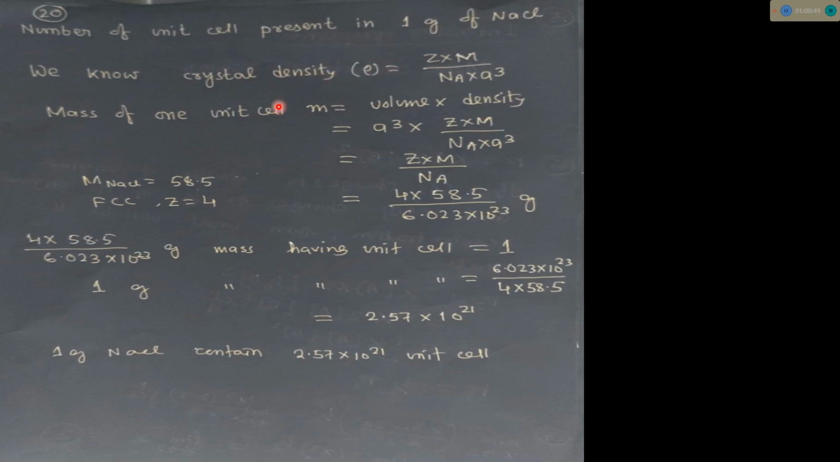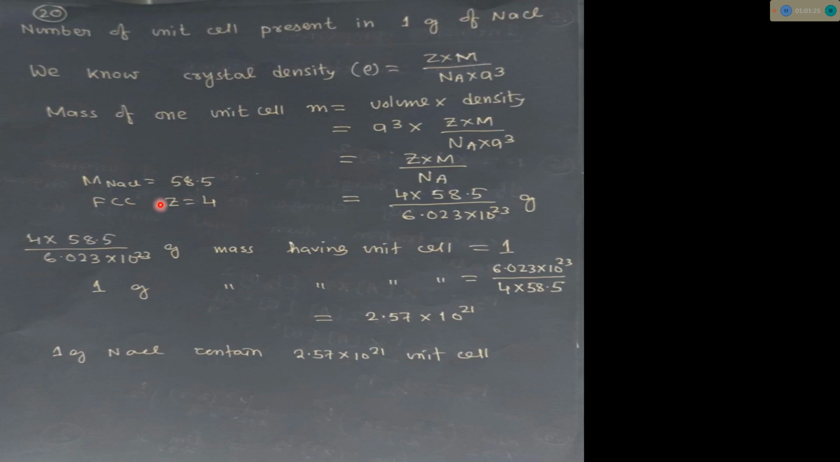So now the mass of unit cell M, we can write as volume into density. So volume means we can write A cube. A is the side length, A cube becomes the volume. Now density you can write as this term, Z into M by Na into A cube. So the mass of one unit cell now becomes, this A cube cancels out, Z into M by Na. So the mass of the one unit cell becomes this. So Z for NaCl, meaning for an FCC unit cell, FCC lattice, becomes 4, and the mass of NaCl is 58.5.